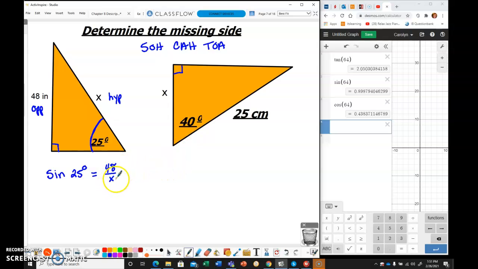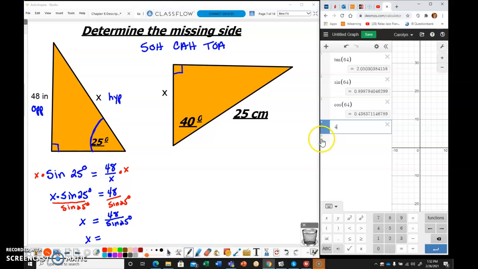The first thing I want to do, though, is get this x out of the denominator. So I'm going to multiply both sides by x as my first step. So I get x times the sine of 25 degrees equals 48. And then I can divide both sides by the sine of 25. And that will actually be what I put in the calculator to find my answer. So 48 divided by the sine of 25 degrees is going to give me the length of x.